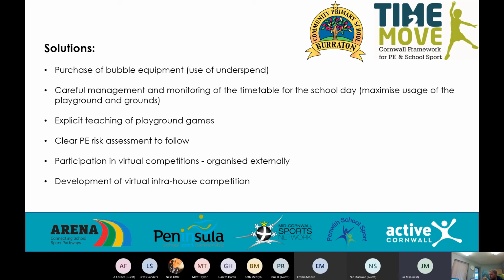We also had a very clear PE risk assessment that fitted into the whole risk assessment, which had the COVID provisions made for it. So that was very clear for staff to follow.